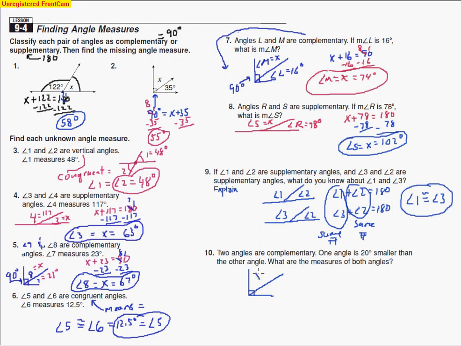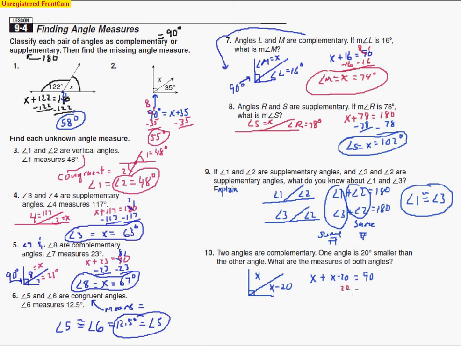So if I call this one x, this one is 20 degrees less. So 20 degrees less than x would be x minus 20. Well, I know that these two add together. This x, plus this angle here of x minus 20, equal 90 degrees, because they both add to make 90. Well, if I wanted to solve this equation, I would have to do some opposite operations.